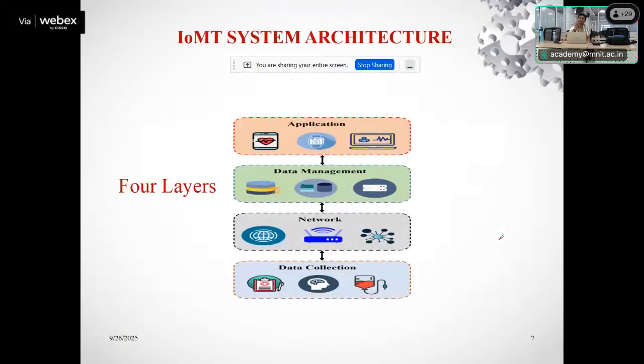So IoMT has a four-layer basic architecture. First, you can consider data collection. Basically, the sensor is responsible for collecting the data, and whatever data is collected passes from a patient to a cloud. Through some sort of network, it could be wireless or wired, Bluetooth, Wi-Fi, something like that, through which you store the data at the cloud.